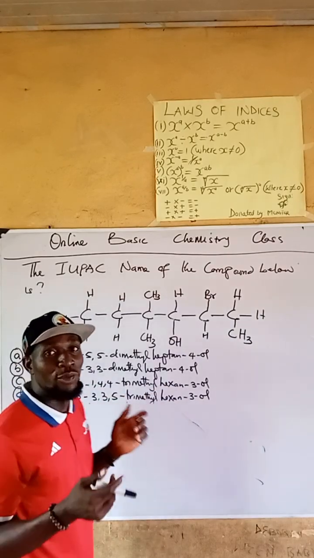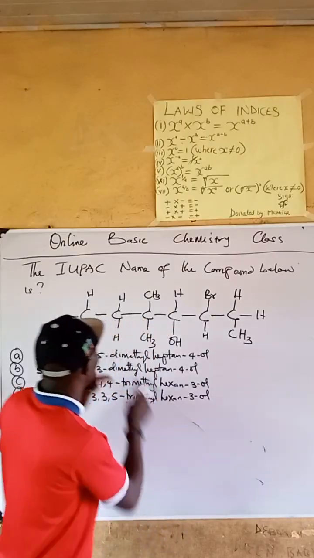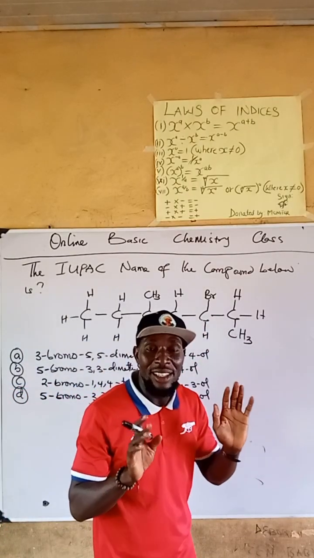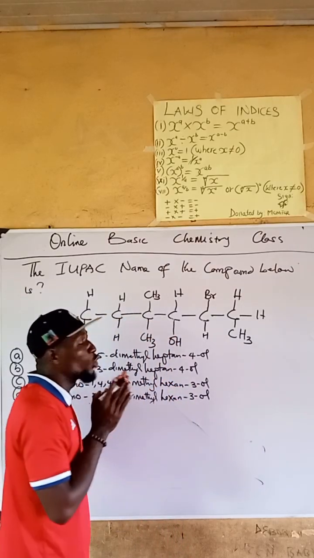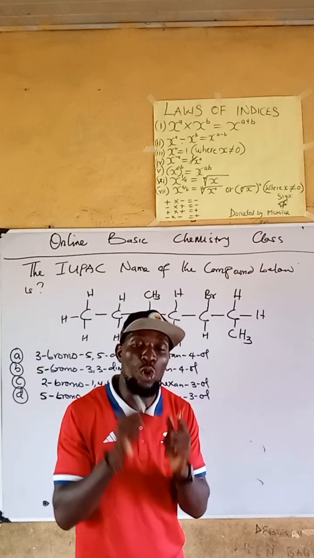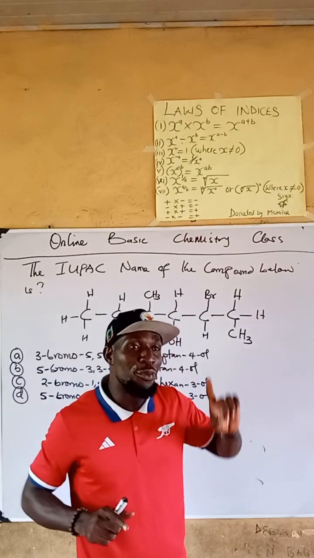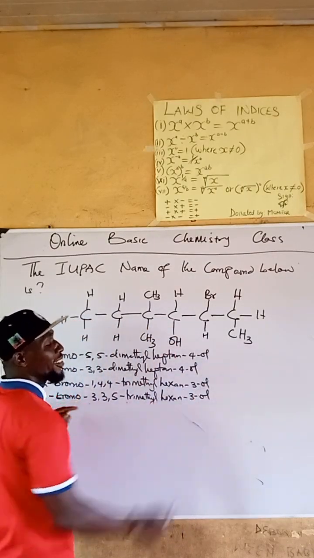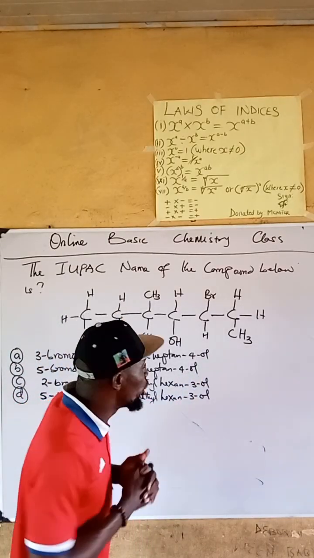Now, for those of you that were able to get the correct length, like you said 1, 2, 3, 4, 5, 6, 7, yes, some of you got that correctly. The length of the carbon chain is correct. But what you failed to also observe is the lowest possible locant, or the first point of difference. That's where most of you failed to note, and that's why most of you went and picked A instead of B, which is the correct answer.